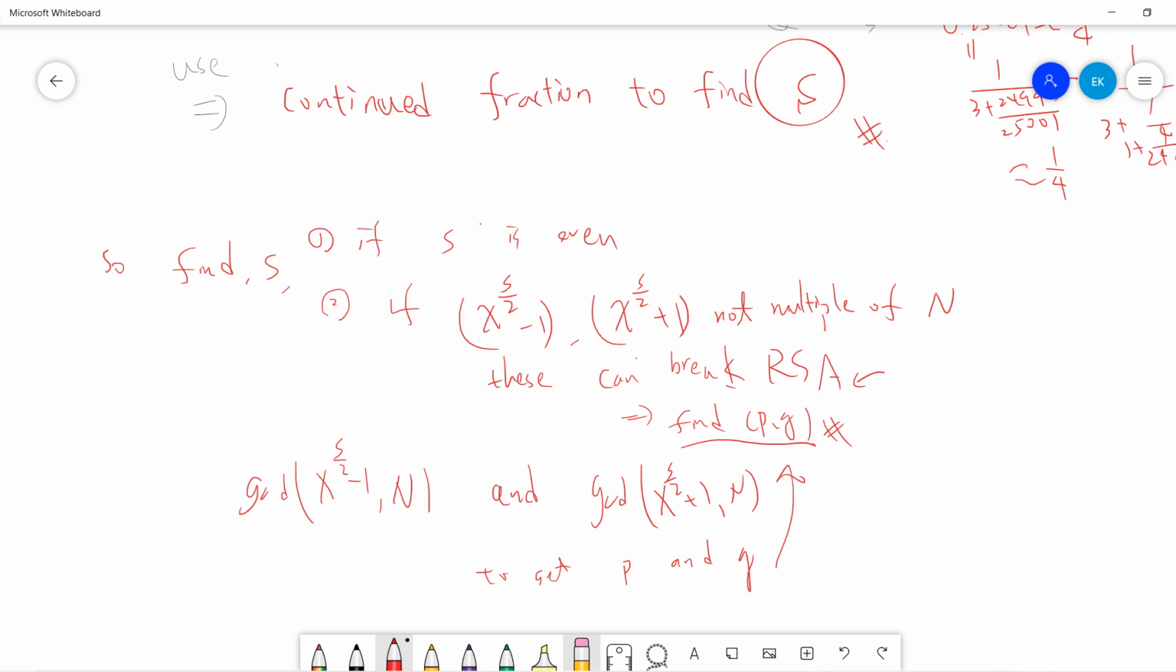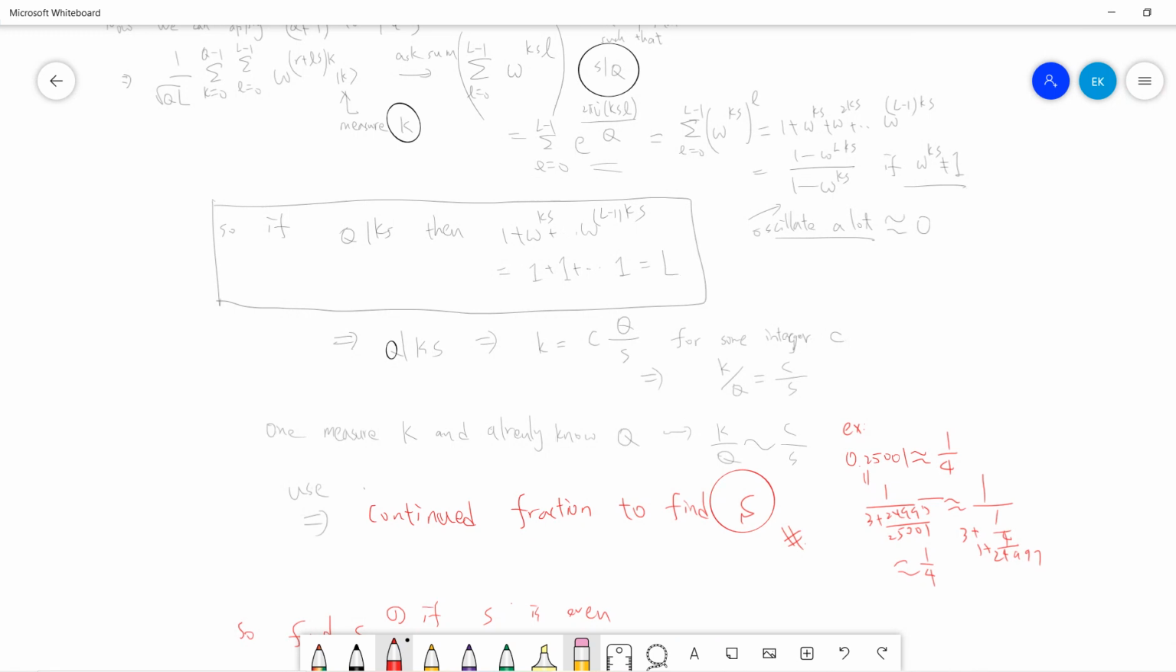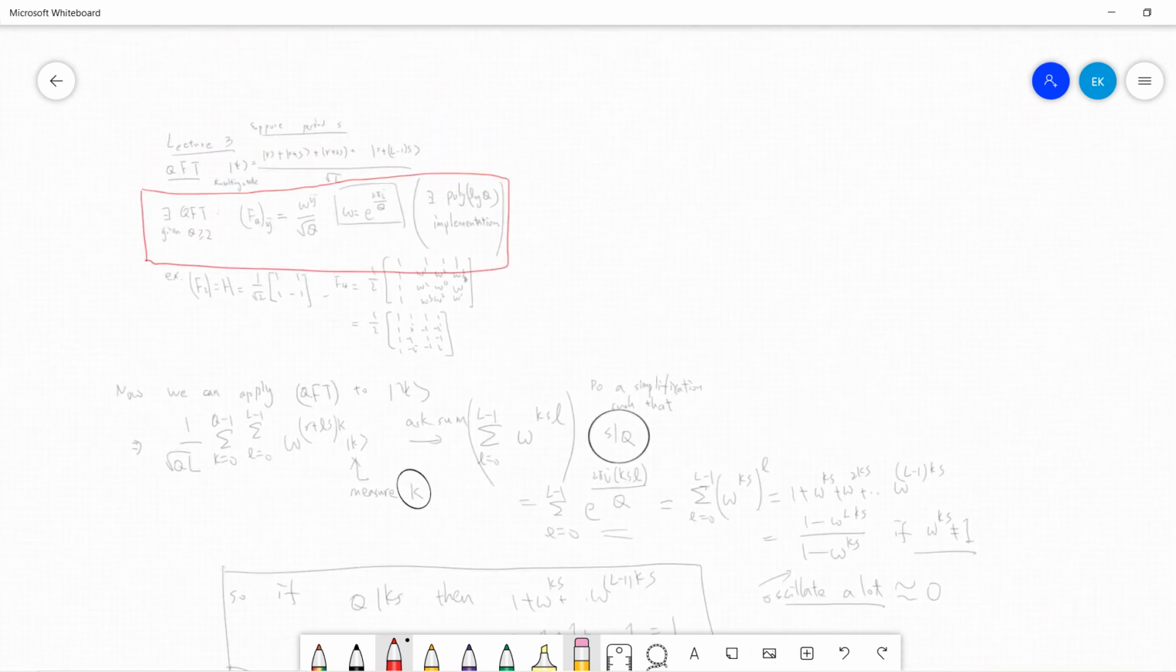There is a lot of mathematical analysis showing that with large probability, even in the usual case where s does not exactly divide Q, one can still show that this term will be close to zero, or you can have an error bound. The continued fraction is also easy to bound in error, but this is the general structure of the content of Shor's algorithm.